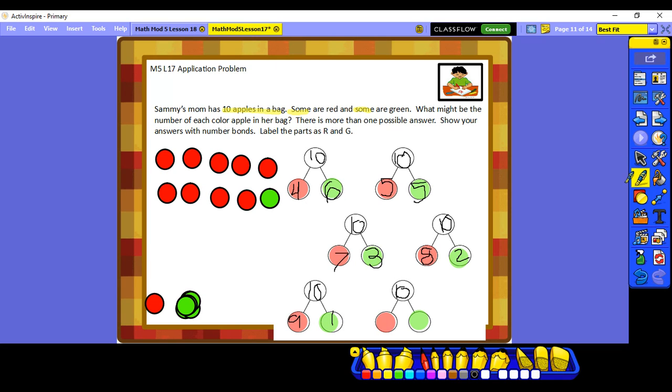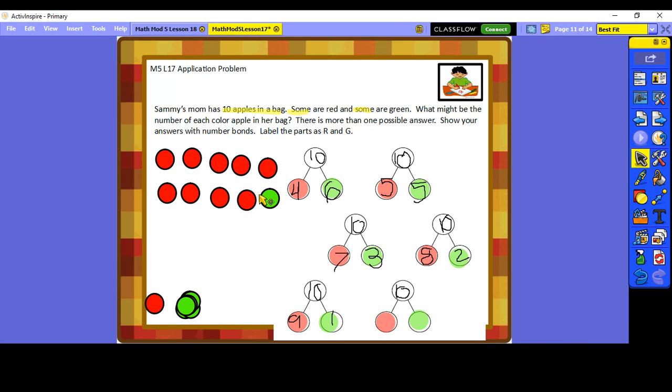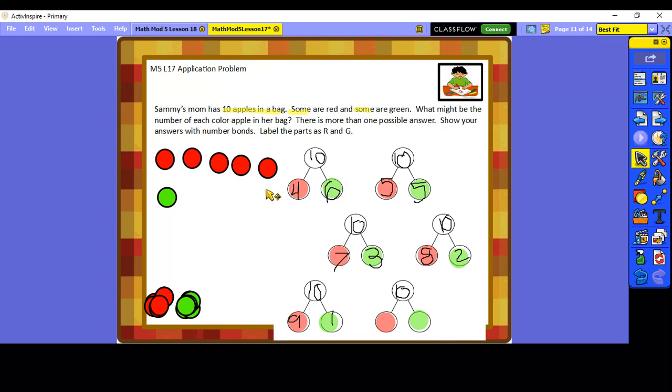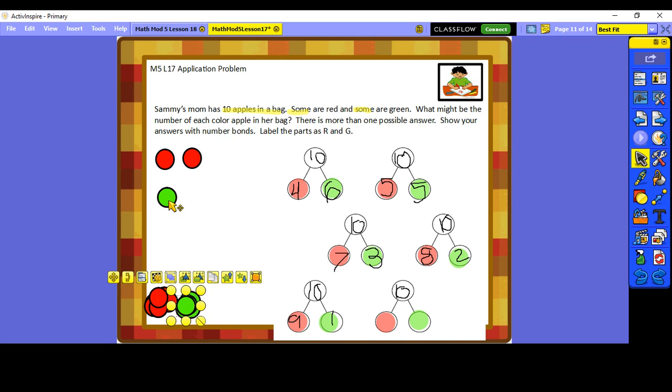Wow! What if we decided to replace some of these red apples with green apples and we changed our amounts? We would still need 10 apples, but how could we make it different? If I had 2 red apples, how many green apples would I need?